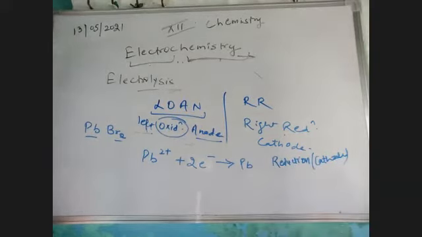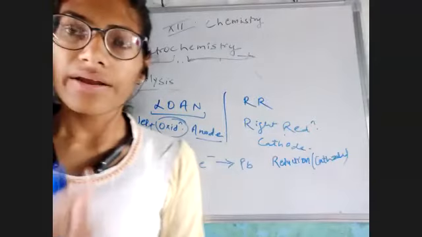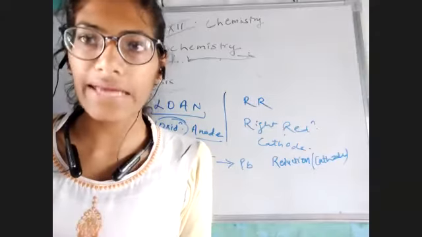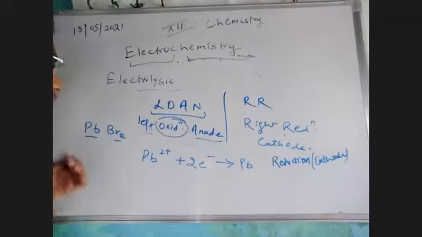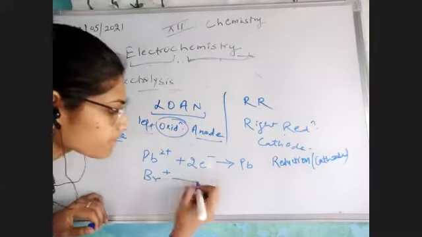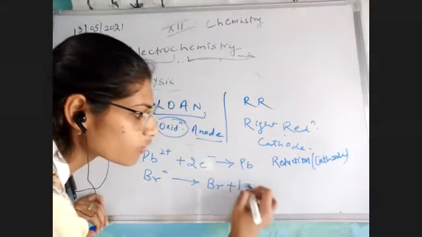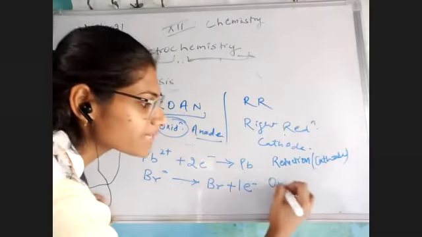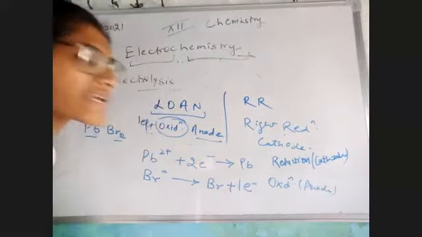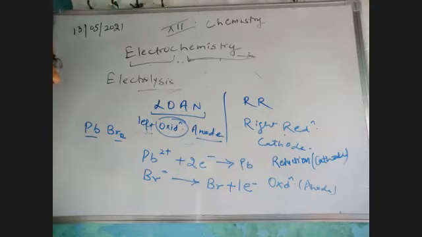Okay, so you know the definition of reduction and oxidation. Reduction is when electrons are taken up, gained. Whereas oxidation releases electrons, which takes place at the anode. Oxidation is defined as loss of electrons. Okay, so this is the reaction.